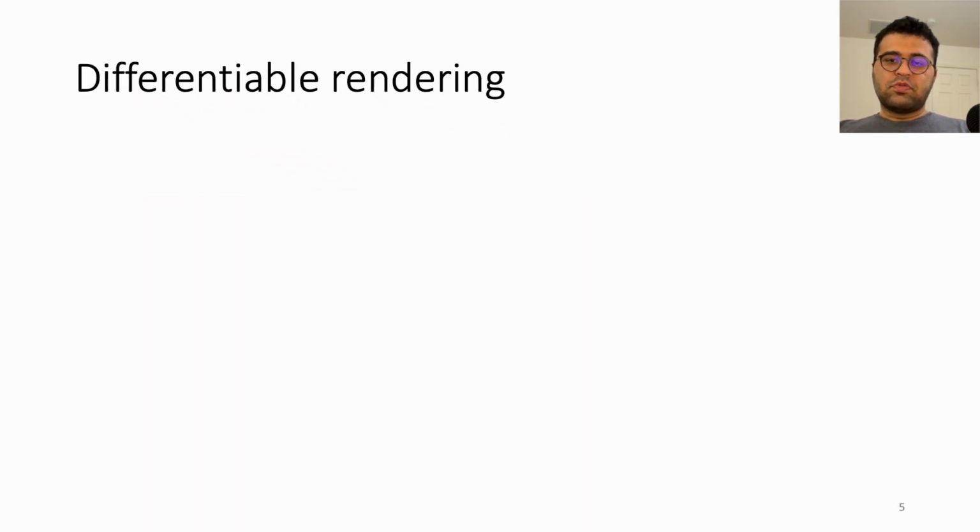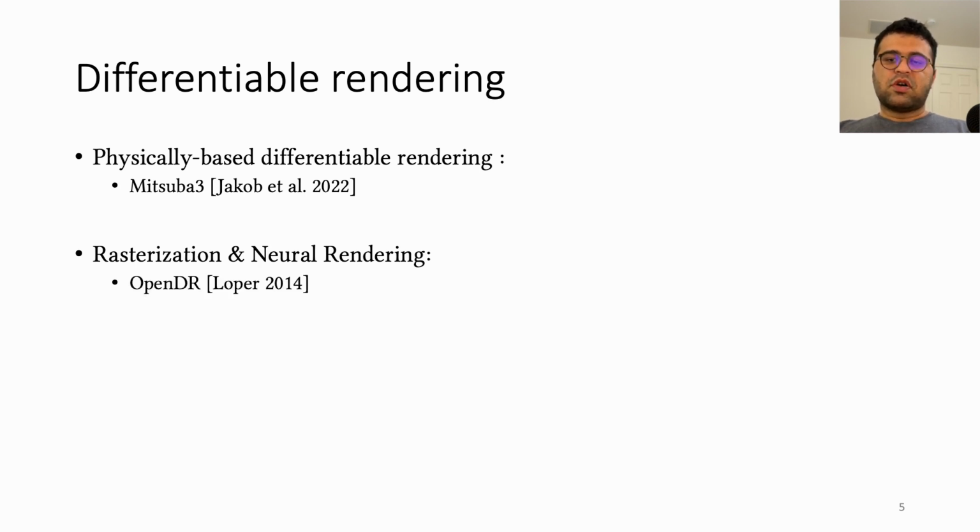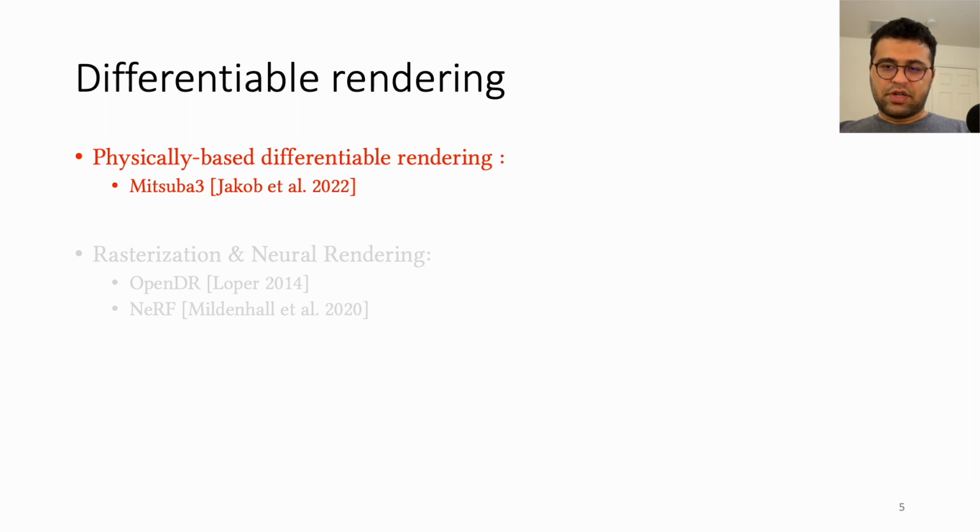There are two broad categories of differentiable rendering. One, physically based rendering, which simulates the physical behavior of light, an example of which is the differentiable path tracer in Mitsuba 3. And two, rasterization and neurorendering, which are approximations of the physical behavior. For instance, OpenDR is a differentiable rasterizer and NeRF is a neurorendering method. Today, we are only concerned with the first category.